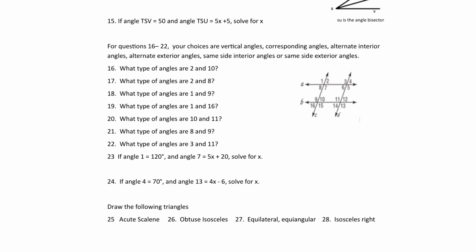So on number 16, what type of angles are 2 and 10? They're corresponding. Okay, what are 2 and 8? They're vertical. What is 1 and 9? Corresponding. Number 19, 1 and 16 are what? Same side exterior. There you go, same side exterior. Okay, what are 10 and 11? Same side interior. What are 8 and 9? Same side interior.